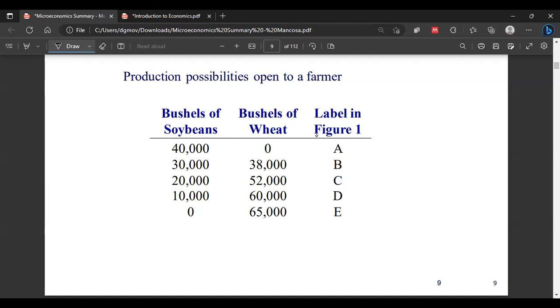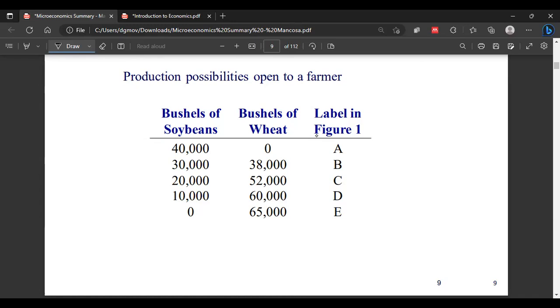So in order for you to produce more wheat, what do you do to soybean? You sacrifice production of soybean. That's what it means: combinations of maximum attainable output. If you want to increase production of wheat to 52,000 tons, you sacrifice soybean. It means you are only able to produce 20,000 tons. You have sacrificed 20,000 tons of soybean. That's the opportunity cost.